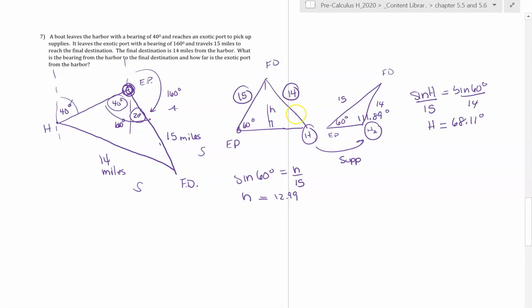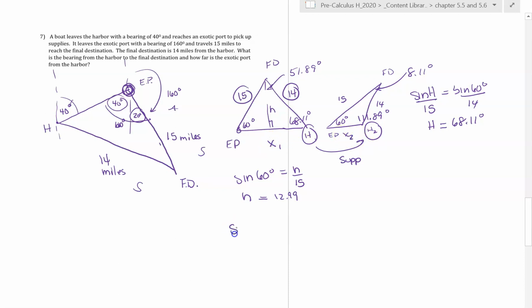111.89. Now we add up all the angles in the triangle to find this angle right here, because you could add them up and subtract from 180. This is 8.11, and this angle right here is 51.89. Okay, so the last thing we have to do is find these 2 missing sides.